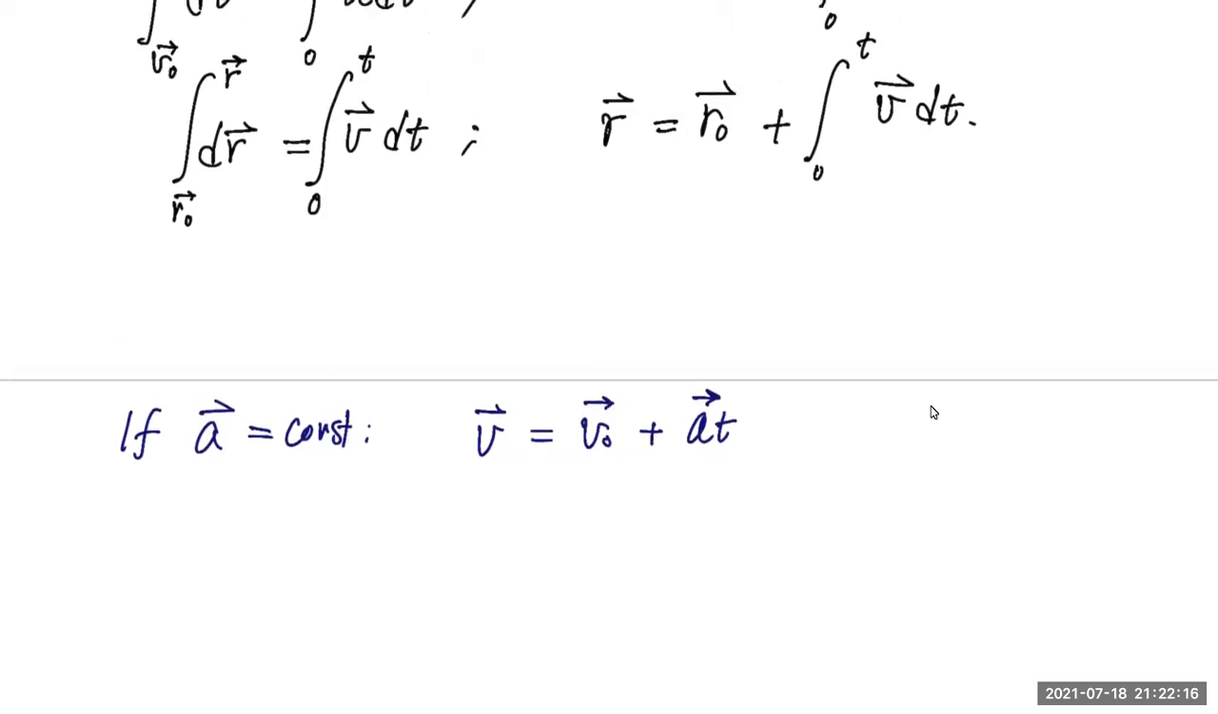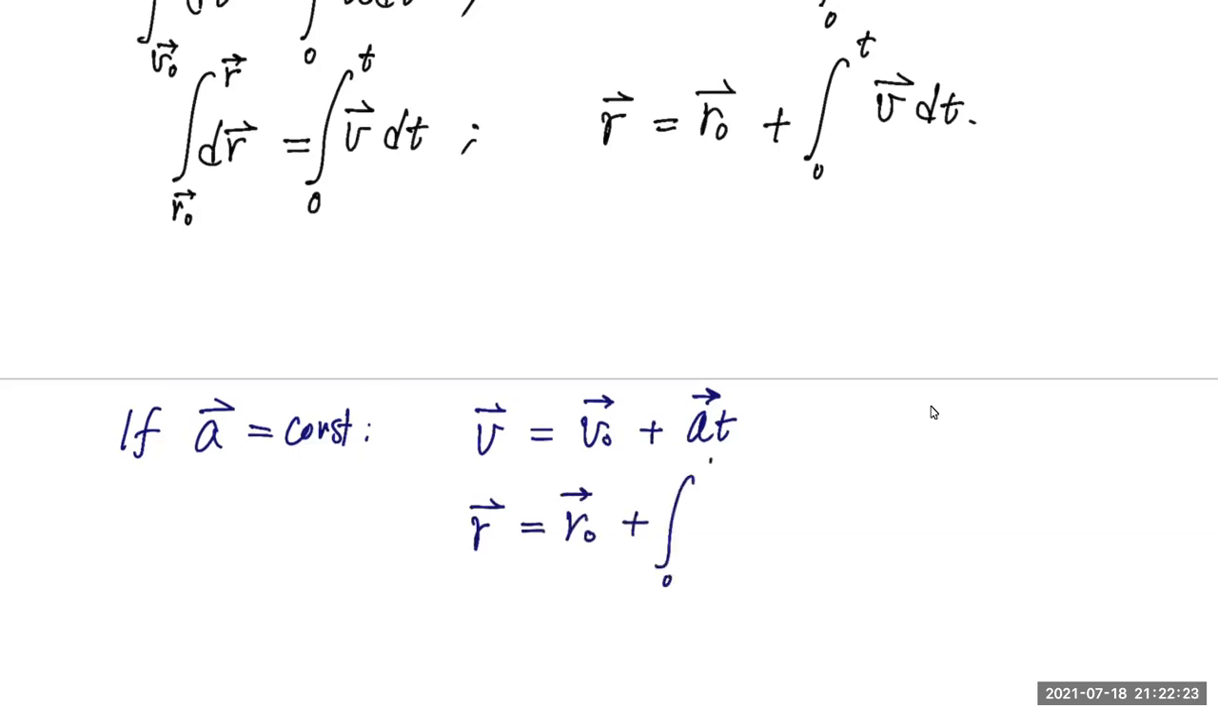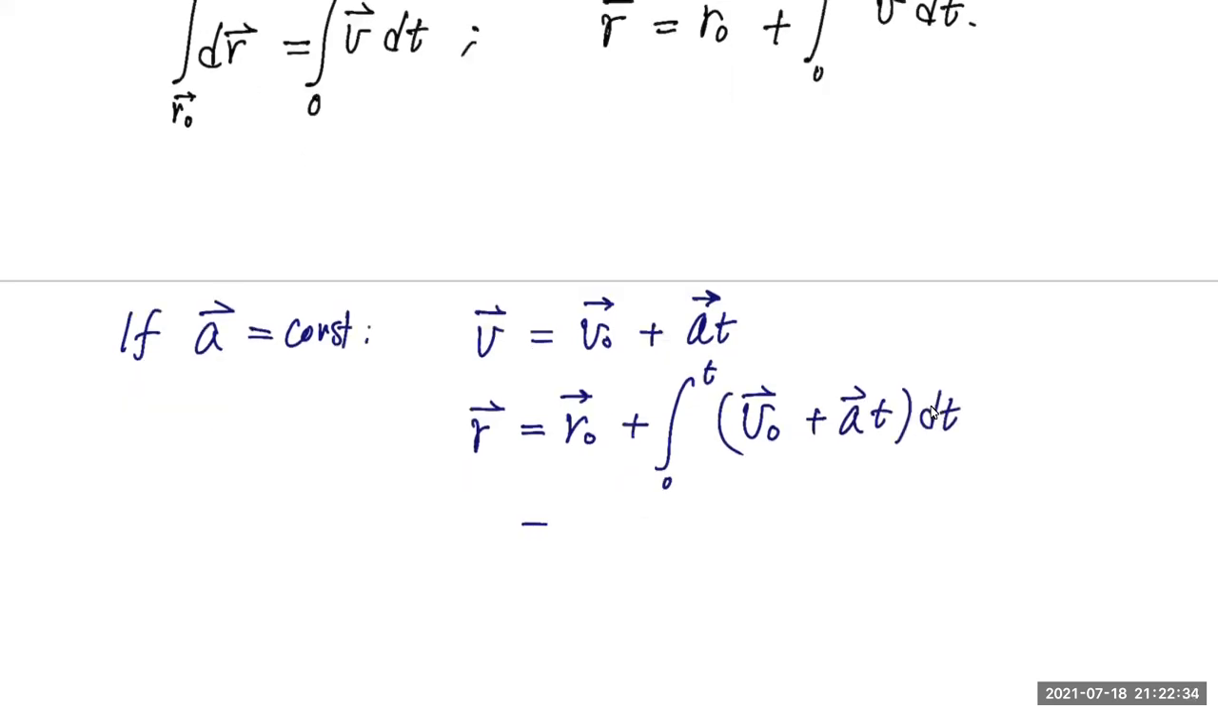But what about r? Well, r equals r naught plus, I can finish this integral by plugging in the expression of v here, v naught plus at, and then integrate over time. That's a very simple integration to do. The first term is v naught times t, right? The next term, a is a constant, so I take that a out of the integration, and what's left is the integral of t dt. Isn't that 1/2 at squared? Right? So that's r.